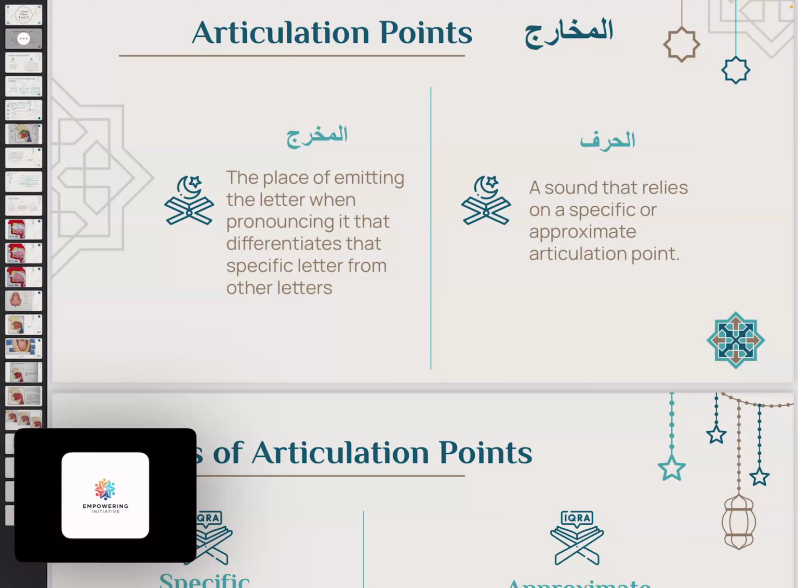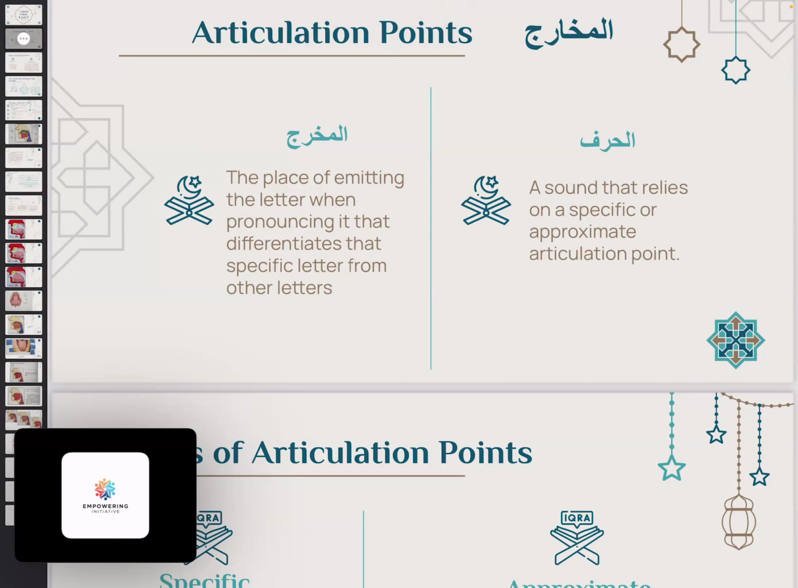So the meaning of makharij in English is the place of emitting the letter when pronouncing it that differentiates that specific letter from other letters. In easier words, you could say it is the place where the sound of the letter comes from when you say the letter. That is the makharaj. And it's different for each letter. Because it's different, we have different sounding letters.